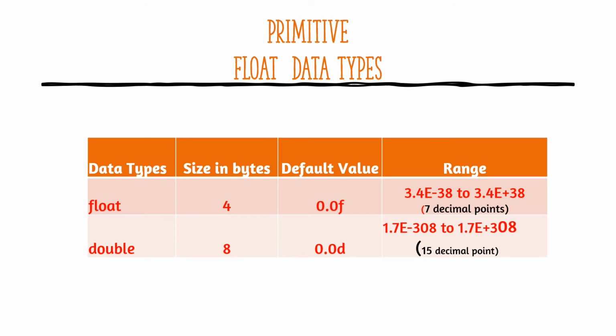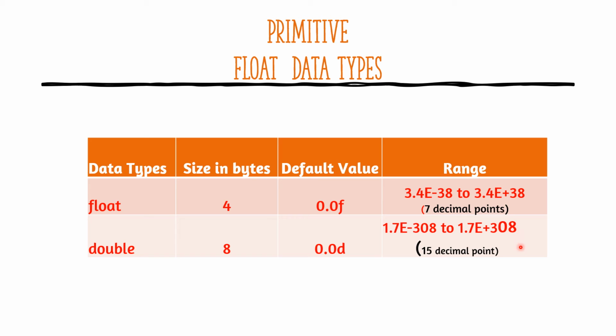Now the primitive data types which can store float, otherwise decimal numbers, are float and double. Float occupies 4 bytes and double occupies 8 bytes of space. The default value of float is 0.0f and the default value of double is 0.0d. The range of float is 3.4e-38 to 3.4e+38. Scientific notation we have done already, and that means 3.4 times 10 raised to minus 38 to 3.4 times 10 raised to plus 38. And the range of double is 1.7e-308 to 1.7e+308.